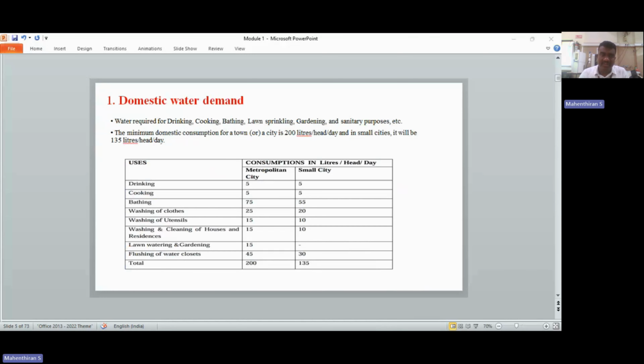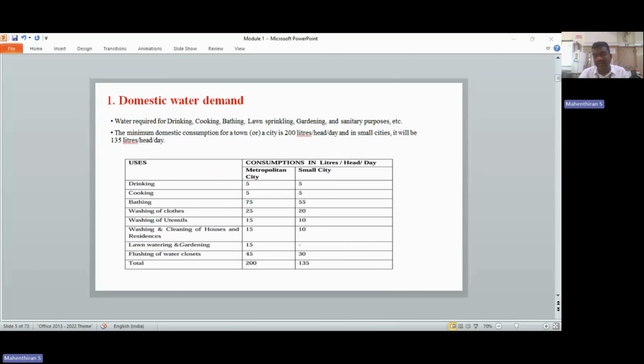Next, we will look into the washing of utensils. In metropolitan cities, it is 15 liters, and in small cities, it is 10 liters. Again, lifestyle and water availability influence the usage here.